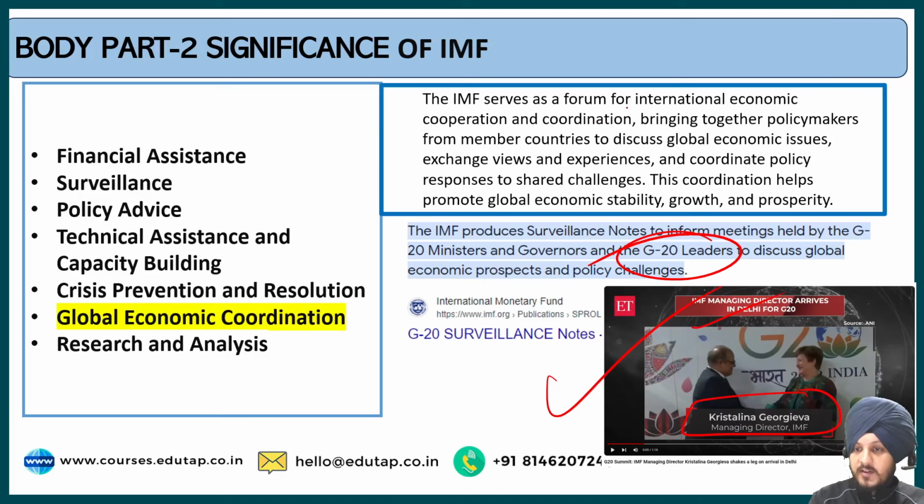Like, IMF serves as a platform for international economic cooperation and coordination, bringing together policymakers from member nations to discuss global economic issues, exchange views and experiences, and coordinate policies to address shared challenges. This coordination helps in global economic stability, growth, and prosperity.